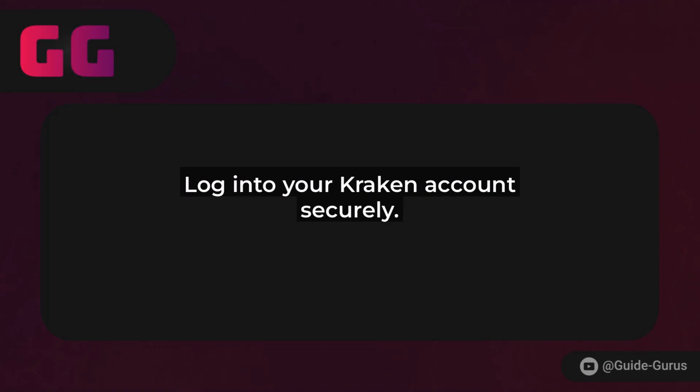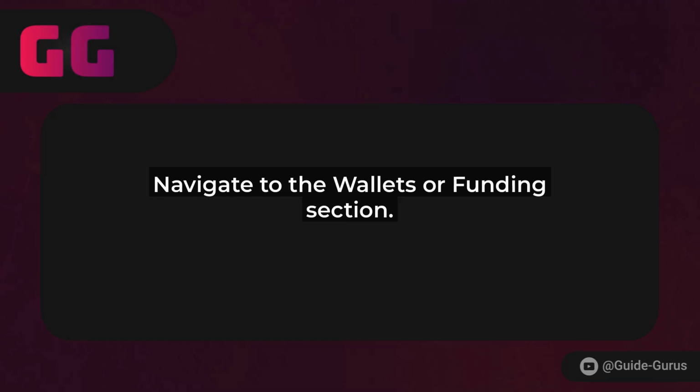Today, we're tackling how to withdraw USDT from Kraken to Binance in 2025. With the crypto world evolving fast, knowing how to move your assets securely is more important than ever. Whether you're trading, investing, or just shuffling funds, this step-by-step guide will have you sorted in no time.